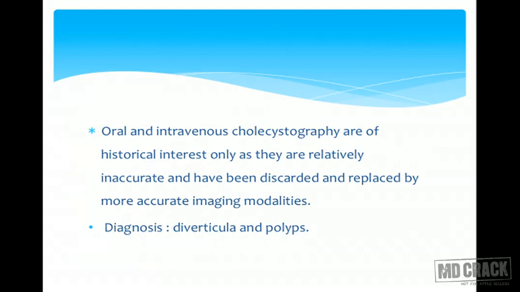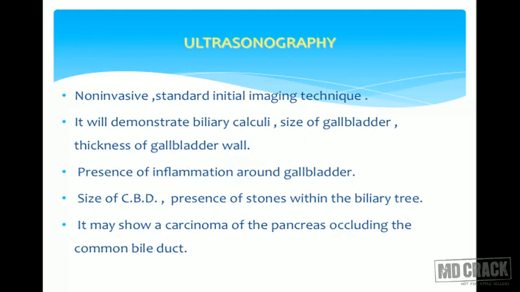Oral and intravenous cholecystography are of historical interest only as they are relatively inaccurate and have been discarded and replaced by more accurate imaging modalities. They can be used to diagnose diverticuli and polyps. Nowadays, ultrasonography, which is non-invasive, is mainly the standard initial imaging technique.